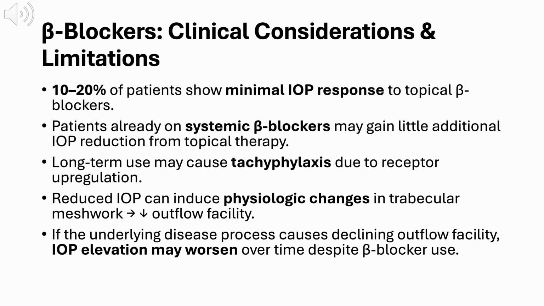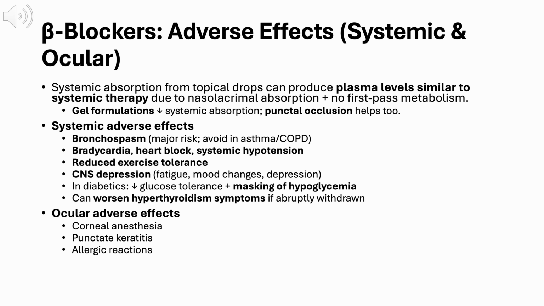If the underlying disease continues to reduce outflow capacity, intraocular pressure may eventually rise again, even while the patient remains on a beta blocker. Topical beta blockers can be absorbed systemically through the nasal passages, reaching plasma levels similar to oral therapy because they bypass first-pass metabolism. Using gel formulations or performing punctal occlusion can help reduce systemic absorption.